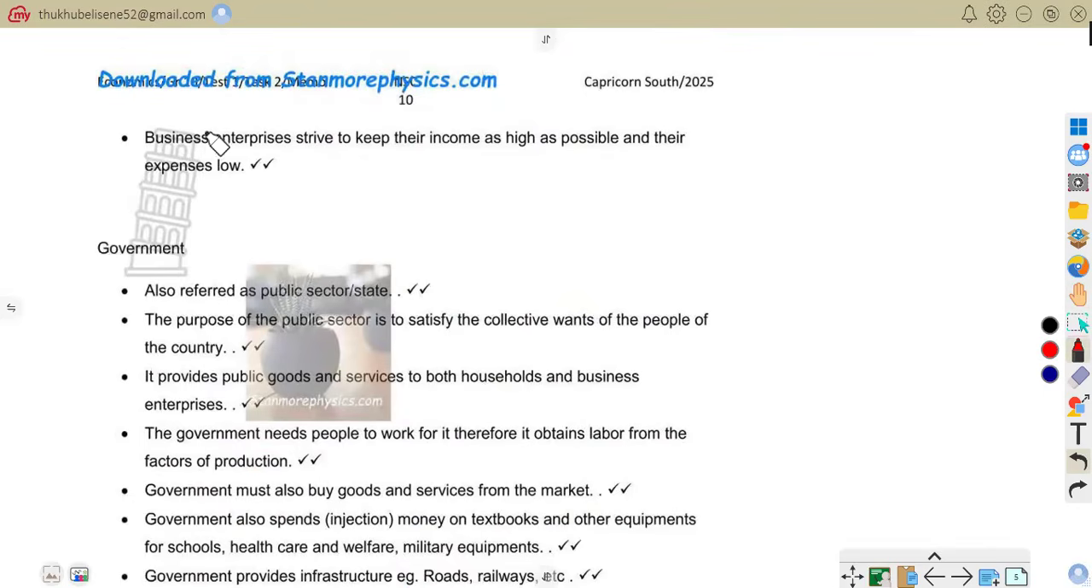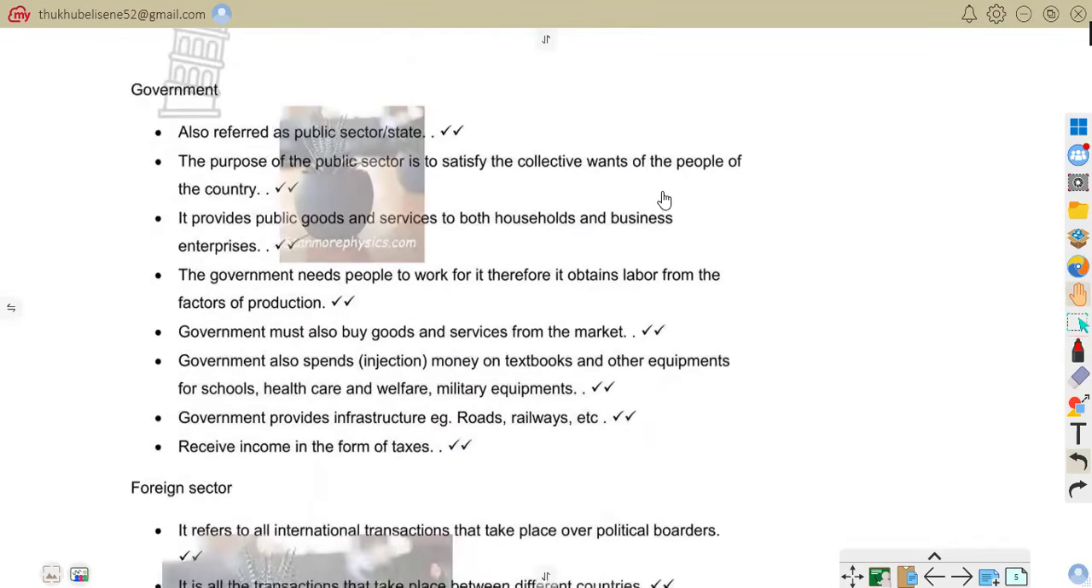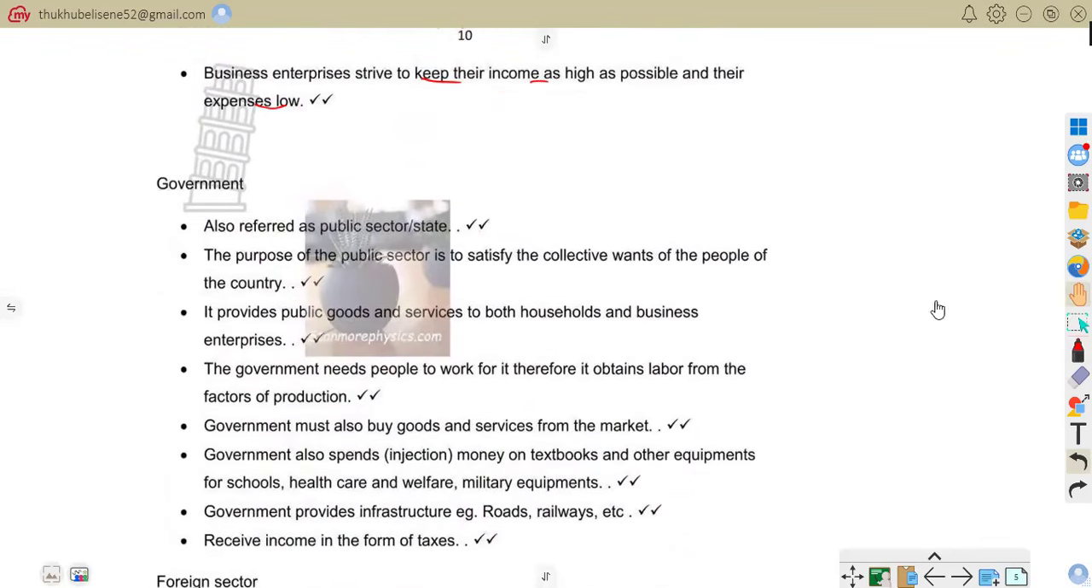It further on says business enterprises strive to keep their income as high as possible and their expenses low. Meaning to say, they increase sales and control costs. They can do that by trying to buy raw materials at cheaper prices. So now, let us go to government.